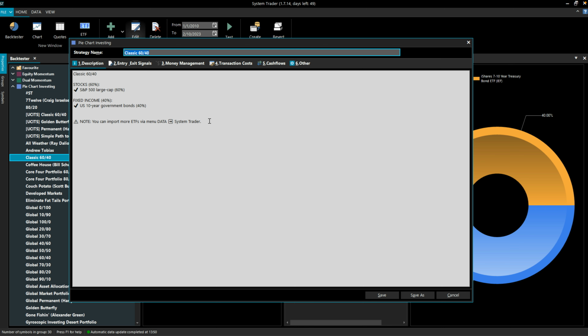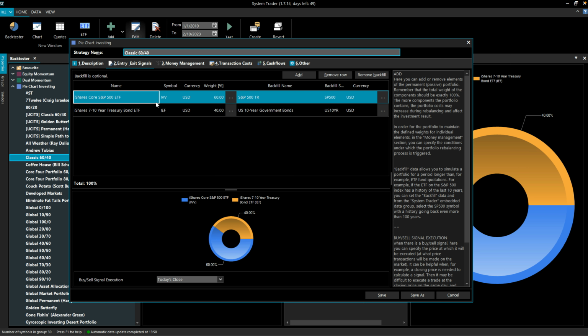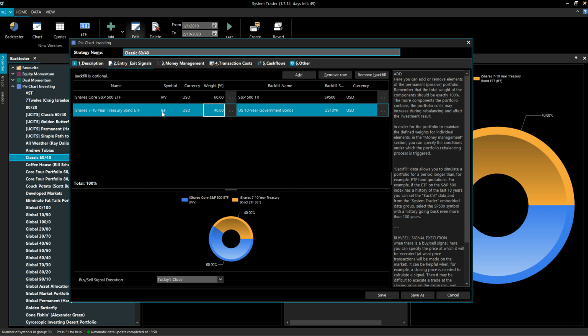Description, this is nothing exceptional, just a text box in which you can put your notes. Entry, exit signals. This tab is different based on the strategy because each strategy has different conditions telling you when to enter or exit the market. But in that particular case, it's not surprising that we have a 60-40 portfolio. So we have 60% of the ETF with the symbol IVV and 40% IEF, which is the treasury bond. And this is it. I will not go further into the details.